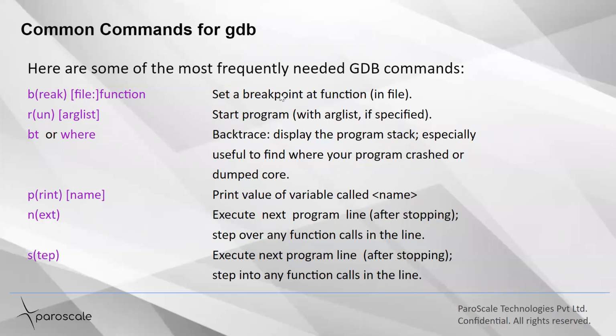As we use the breakpoint, right now I am using just the run command, since I don't have command line arguments in my code. If your program takes arguments, you can pass the argument list by using run and the argument list, whatever you have. You can add backtrace. Backtrace displays the program stack, especially useful to find where your program crashes or dumps. And also print. By using print, you can print the variable.